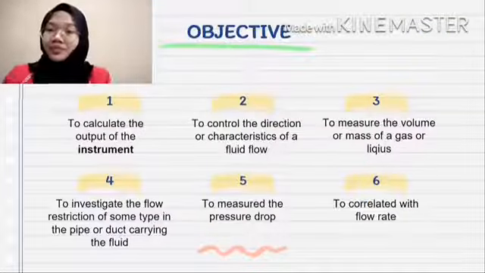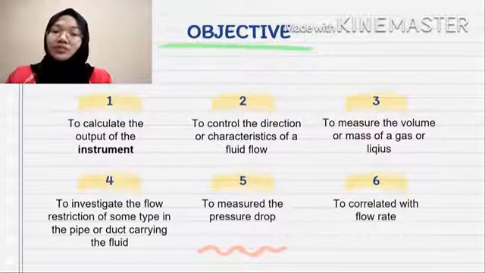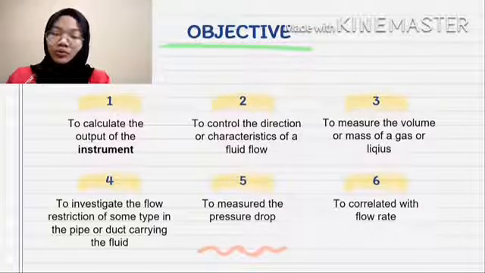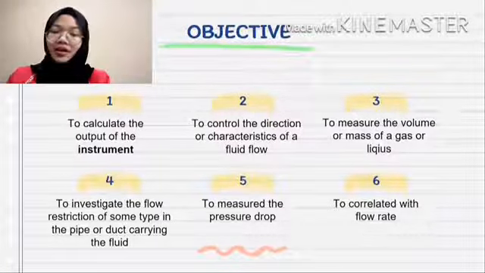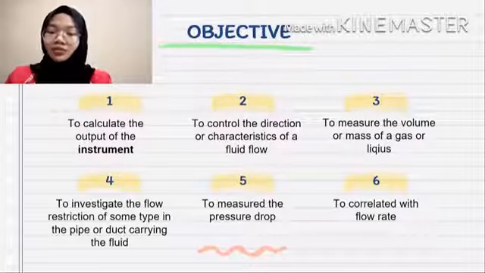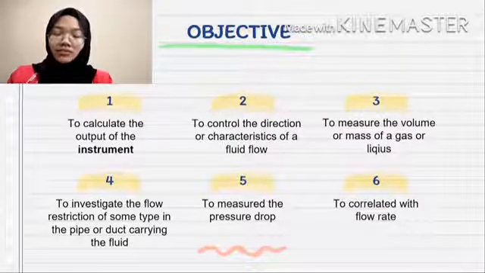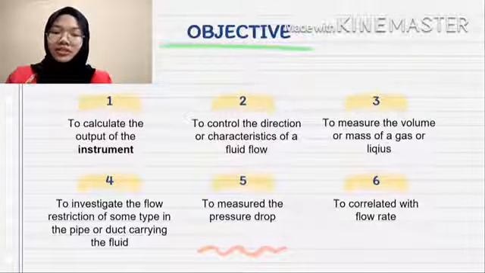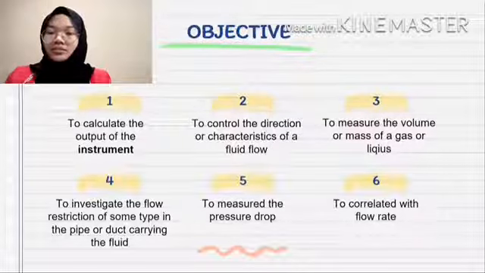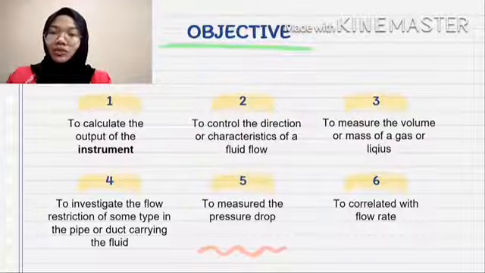The flow measurement objectives can be divided into several. The first one is to calculate the output of an instrument, and the second one is to control the direction or characteristic of a fluid flow. The third one is to measure the volume or even mass of a gas or liquid. The fourth one is to investigate the flow restriction of some type in the pipe and duct carrying the fluid. The fifth one is to measure the pressure drop, and the last one is to correlate it with the flow rate.